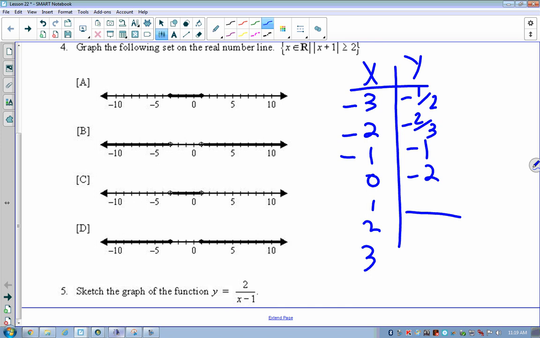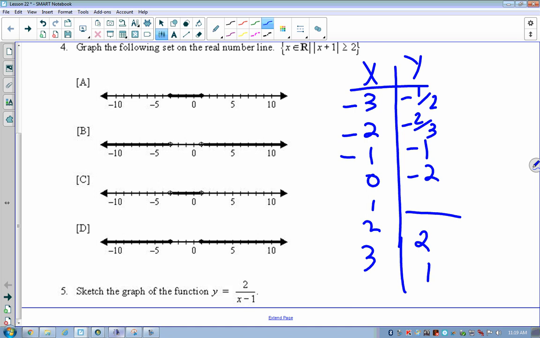So 2 minus 1 is 1. I get 2 again, I get just 2. And then 3 minus 1 is 2. 2 divided by 2, I'm getting 1 there. And I could graph those points, right?